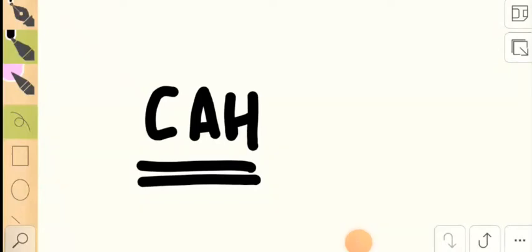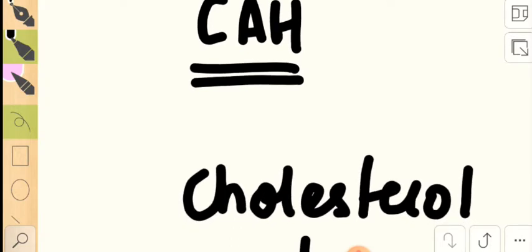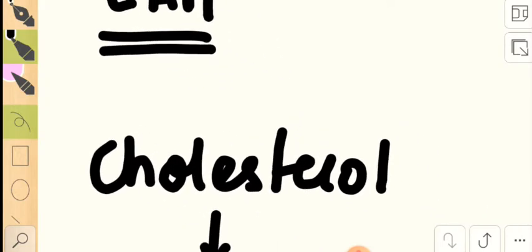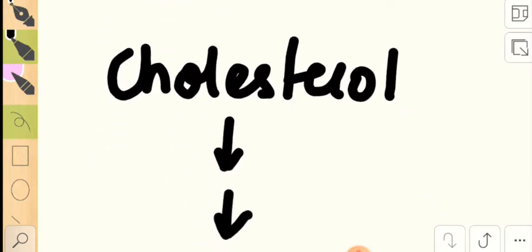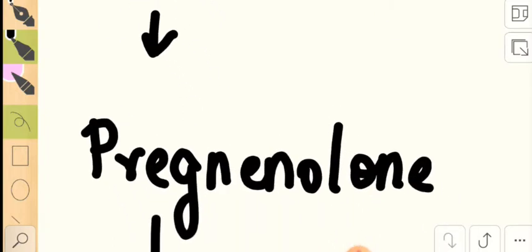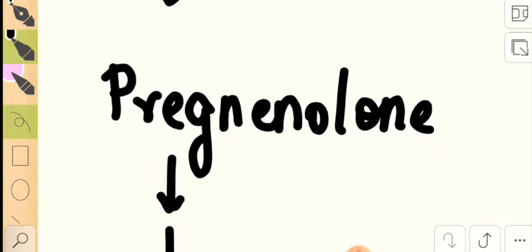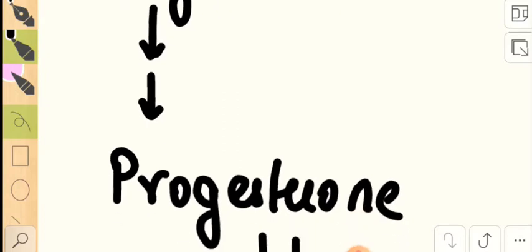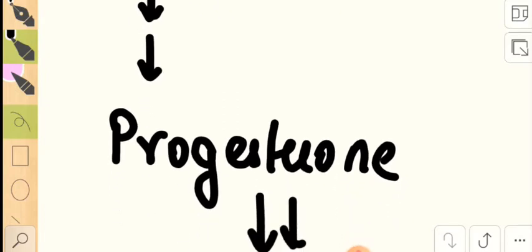Everyone, in this video, we're going to be talking about the basic pathophysiology involved in congenital adrenal hyperplasia, that is CAH. All the adrenal hormones are basically derived from one molecule, that is cholesterol. This cholesterol, under the effect of many hormones and enzymes, after multiple steps, will be converted into a molecule called pregnenolone. This occurs in both males and females.